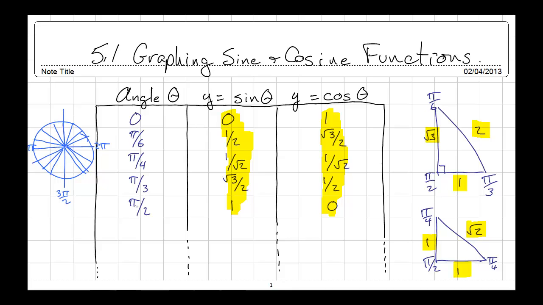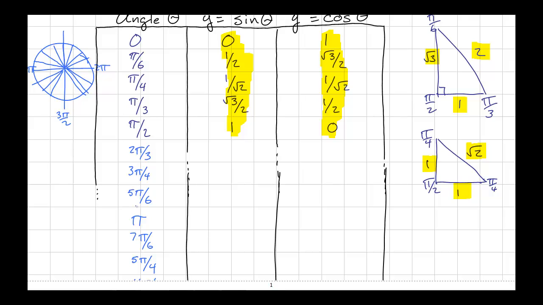Pause the video, check them out. Remember what you know about positive and negative sine and cosine in quadrants 1, 2, 3, and 4. Pause the video, fill in the table, and then come on back.